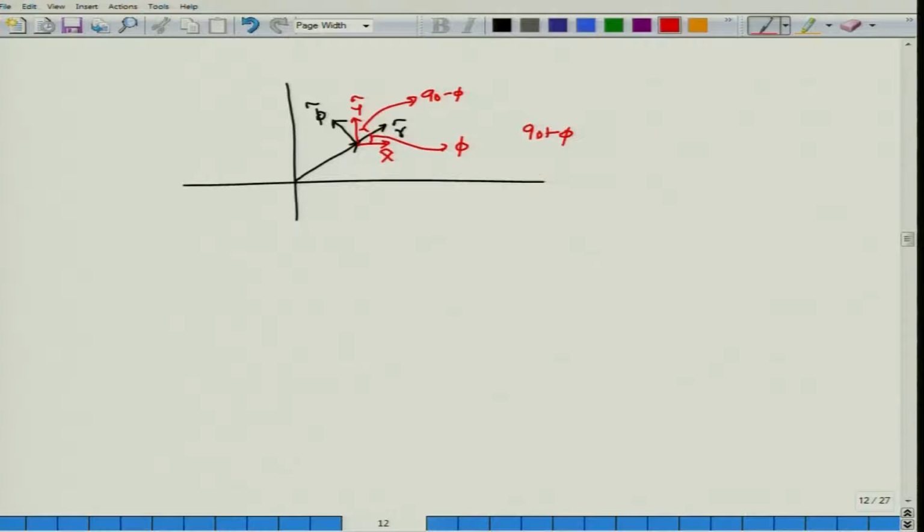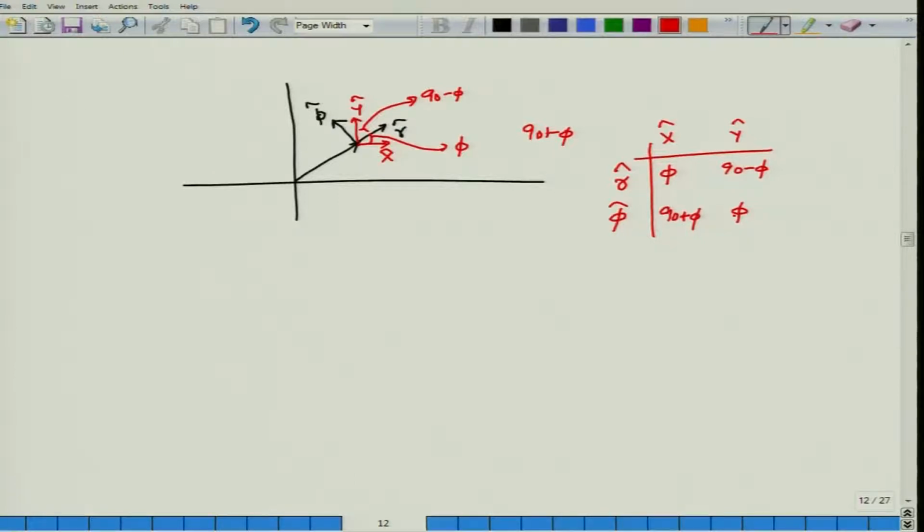Okay. So, let us put the angles between x, y, r and phi into a table so that you can easily read off. The angle between r and x is phi. The angle between phi and x is 90 plus phi, because there is 90 degrees to go to y and then phi degrees more. Between r and y it is 90 minus phi, and between phi and y it is phi itself.